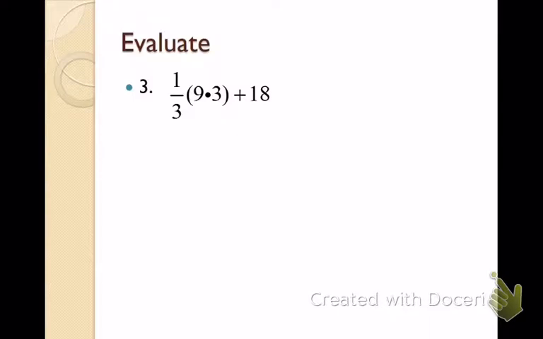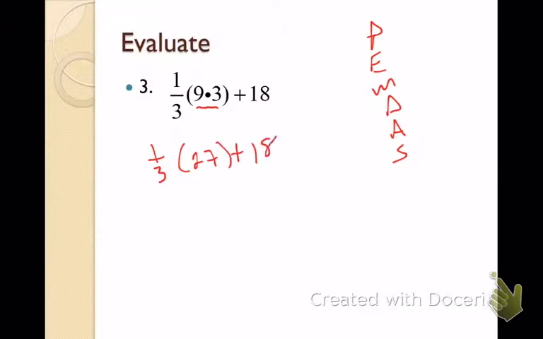Okay. How'd you do? Got to do PEMDAS. Parentheses first. And I see inside the parentheses I've got 9 times 3, and we've got to multiply that out first and get 27. That's done. I don't see any exponents. I don't see any roots. So move on. Multiplication and division.